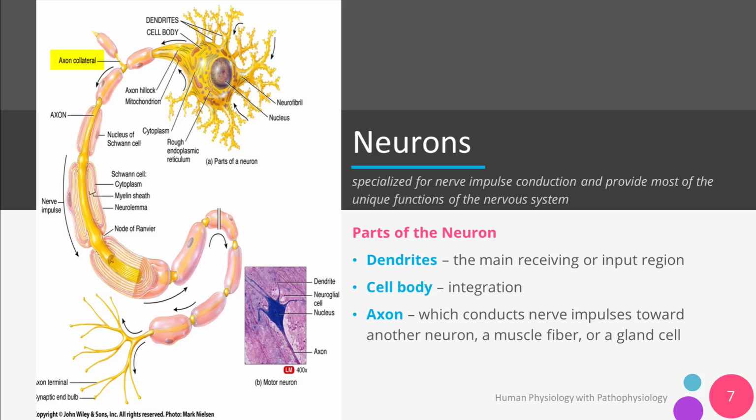The axon collaterals are branches that come off of the axon, and the distal end of the axon will eventually branch into fine extensions called telodendria, which is also called the axon terminal. At the ends of the axon terminal are bulb-shaped structures, also known as the synaptic end bulb or synaptic terminal.